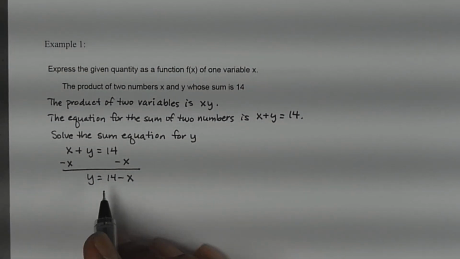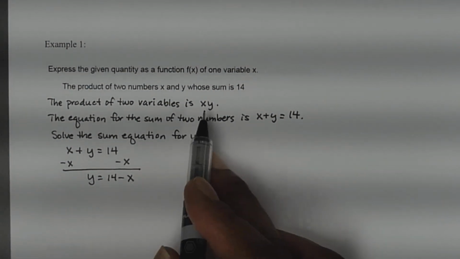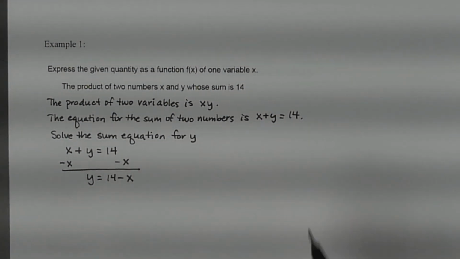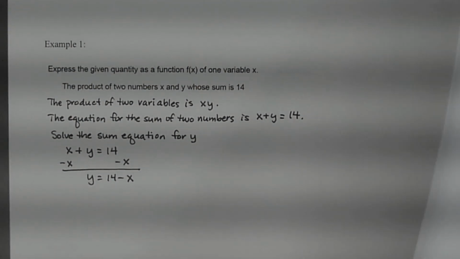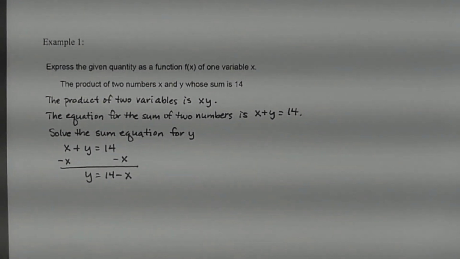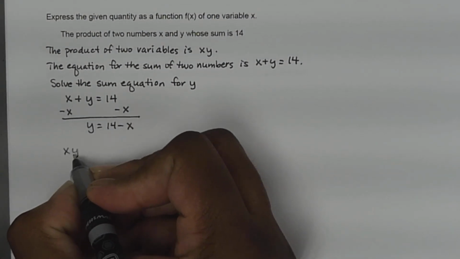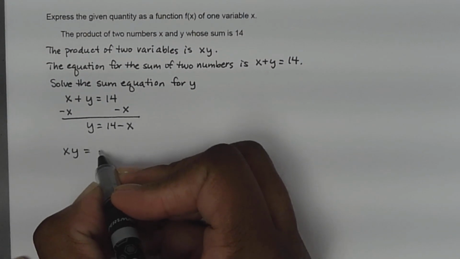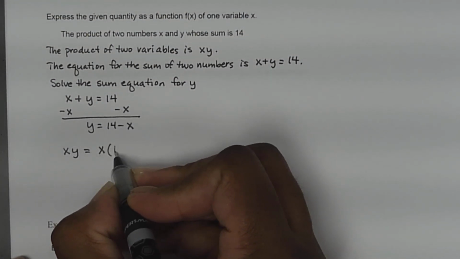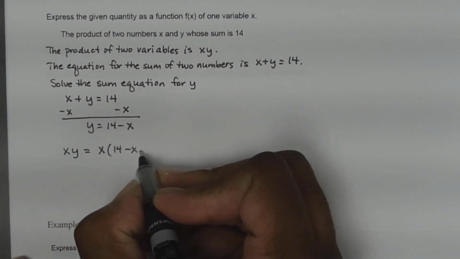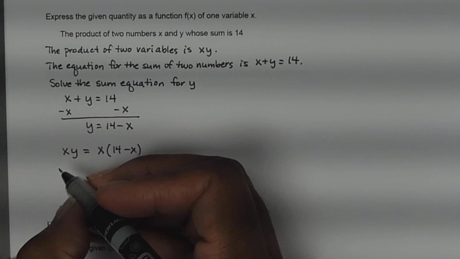And then I'm going to take that y equals 14 minus x. Well, that 14 minus x will be substituted for the y in the product equation. Because that product equation was xy. So I'll write that down. And that's equal to, bring over the x, and then I'm going to substitute the y with that 14 minus x. And that will be as far as I will go with that problem.